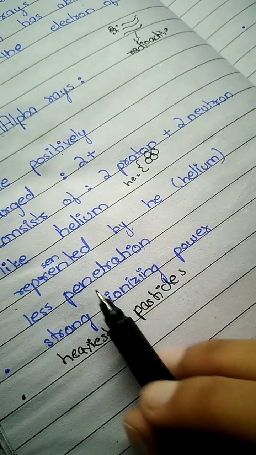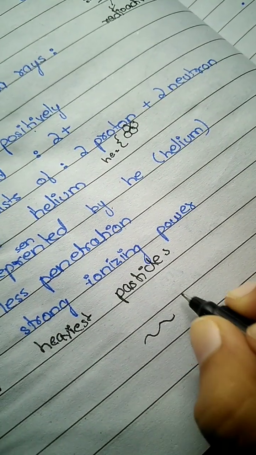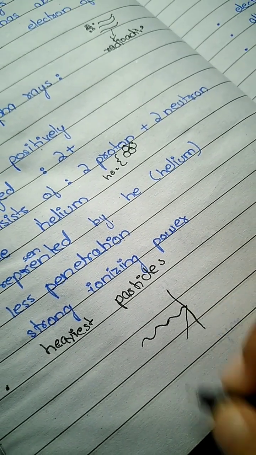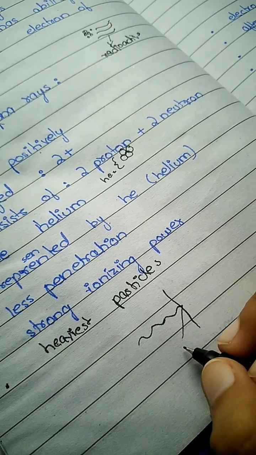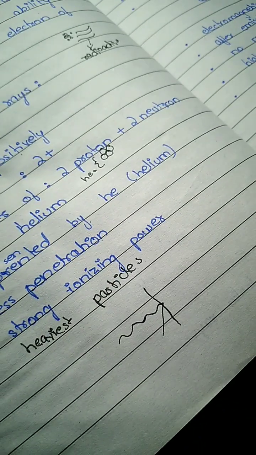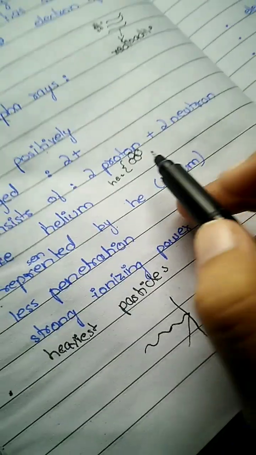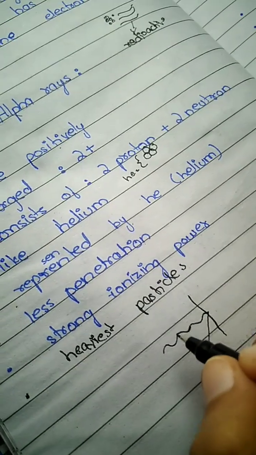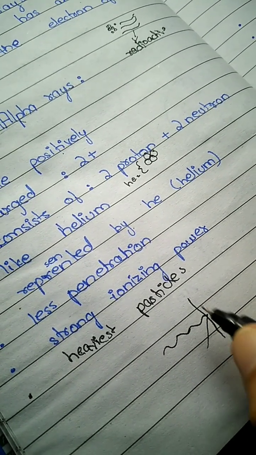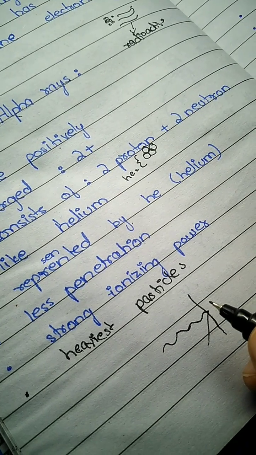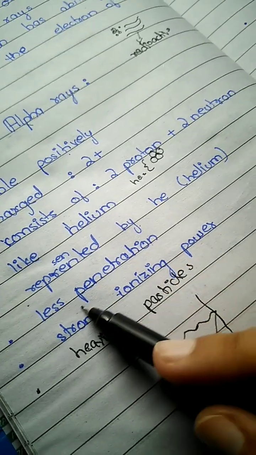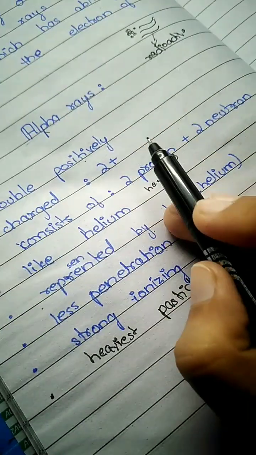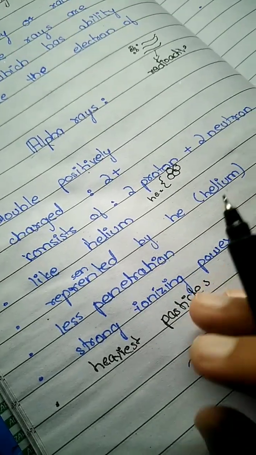But just suppose these rays are passed through a paper, they will collide and do not pass. They will be stopped or destroyed. Because of the heavier mass and larger size, they cannot pass through paper, foil or any of the other materials. So we can say that it has less penetration and strong ionizing power. Strong ionizing power because it can make more ions.